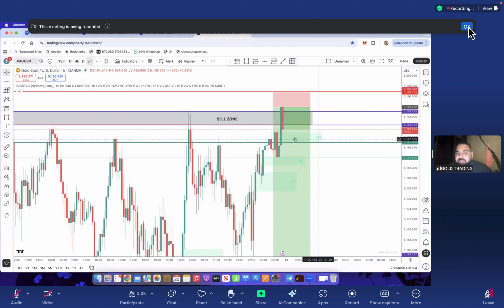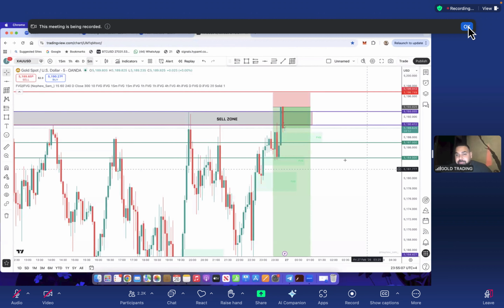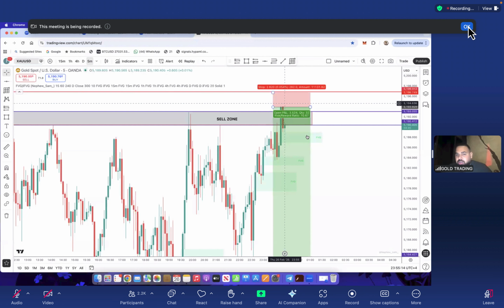What do I believe? I believe that it's going to touch a fair value gap and then have a little reaction. I believe there's two fair value gaps down here. It could give me a lot more. Look, I haven't even put TP ones and twos and so forth, just because there's no point with these type of trades. We had such a tight stop loss, there's no real point in doing that.